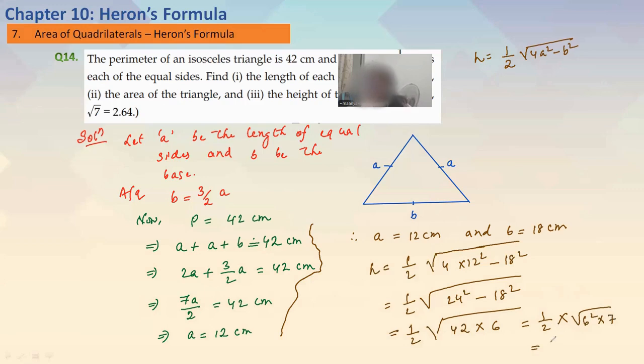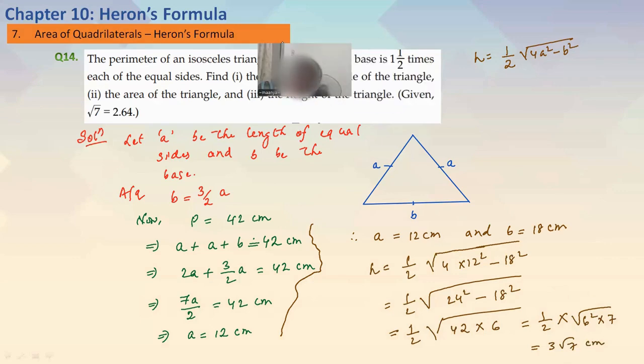Root 7 equals 2.64. So this is 3 root 7. That's your height, right? Yeah, this is the first part of the question. We found out height first, and our second part of the question would be the area.